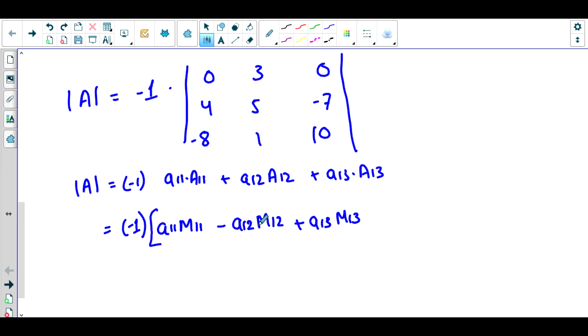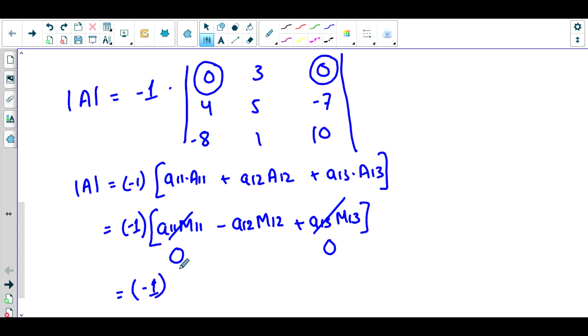Now this is multiplied with this one, so we have a bracket here. Because a11 is 0, this term is 0, because this is multiplication. This is also 0, so this term will also be 0. So we are left with minus 1 into a12, which is 3, and this is a minus, so minus 3 into M12. Remove the first row and second column, so we are left with 4 minus 7, minus 8 and 10.